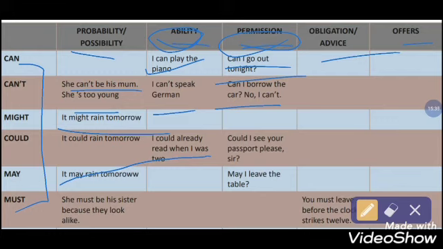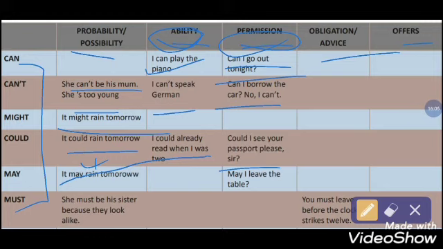And next word is could. It's used for possibility, ability, and permission. For three of them, here are sentences. It could rain tomorrow. It is for probability. I could already read when I was 2. It is for ability. Could I see your passport, please, sir? It's for permission.